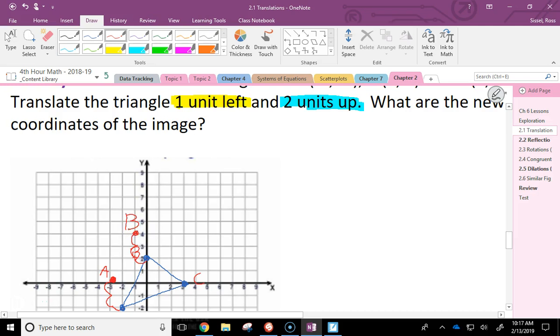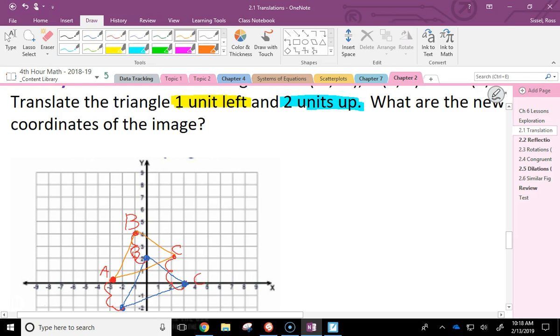So 1 over, 2 up. Okay, and I need someone to do C. Kate? Make sure you put the point. Then the last thing we have to do is draw our picture. That is how we use method 1.